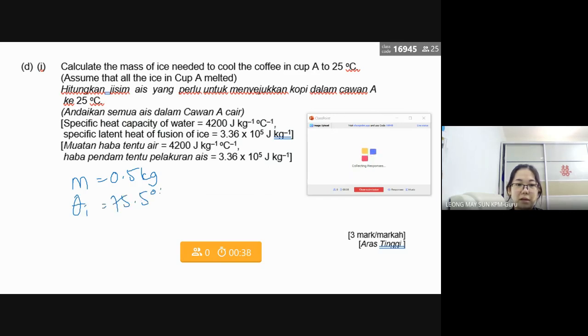75.5 degrees Celsius. Those who can't hold on anymore, it's up to you whether you want to leave or not. But I'm going to finish up this question first. And I don't believe you guys sleep so early. I should just write out my answer working first.